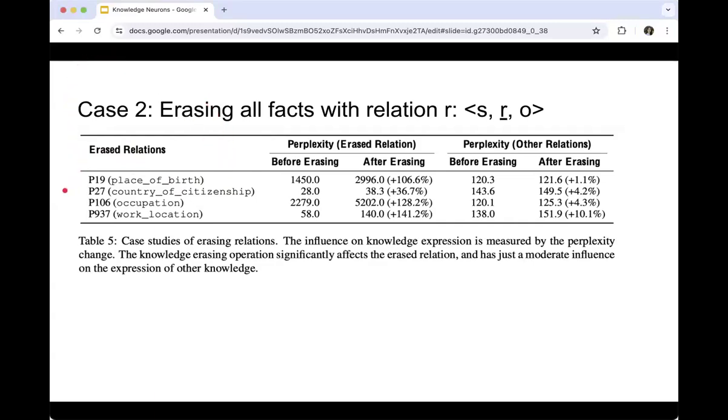This table here shows a notable increase in the perplexity of the removed knowledge, which basically means that the update has impaired the model's ability to express the relation that has been erased. And in comparison, the update has a relatively small impact on the expression of facts for other relations.